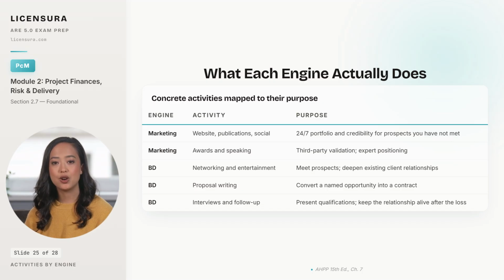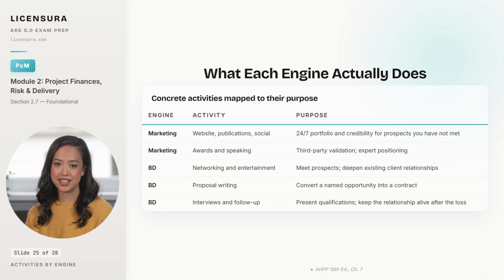5 rows, 2 engines, and you can map almost every business-related calendar entry in your firm to one of them. The website, the journal articles, the social posts, that is marketing, building the reputation that works while you sleep. Awards and speaking engagements are marketing too. Third-party validation that says someone other than you thinks your work matters.